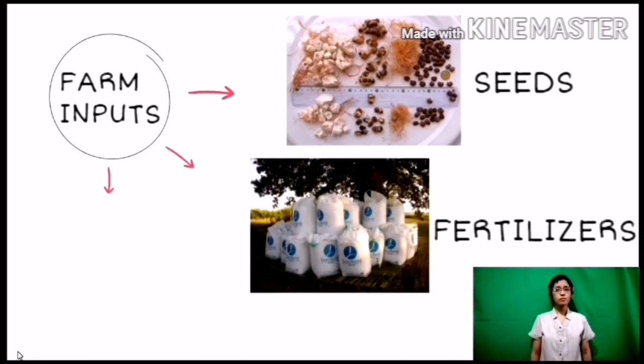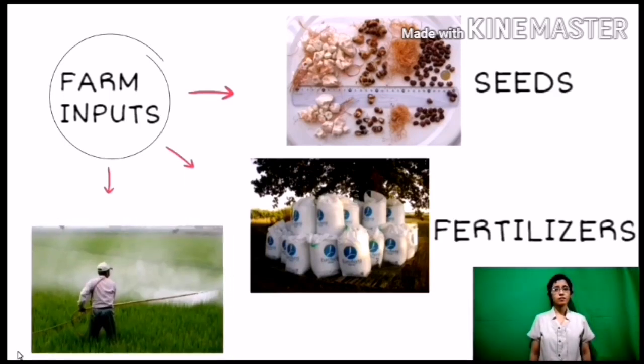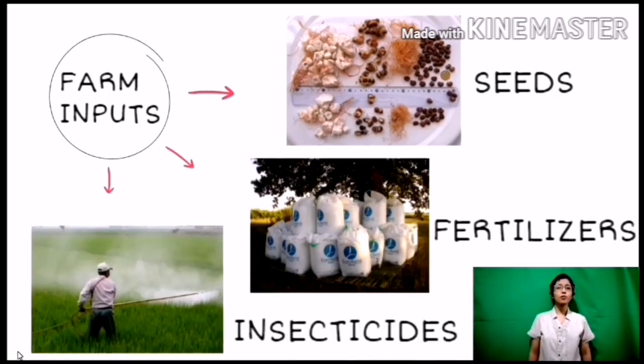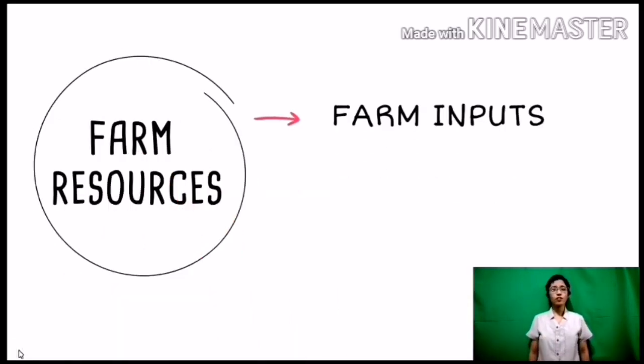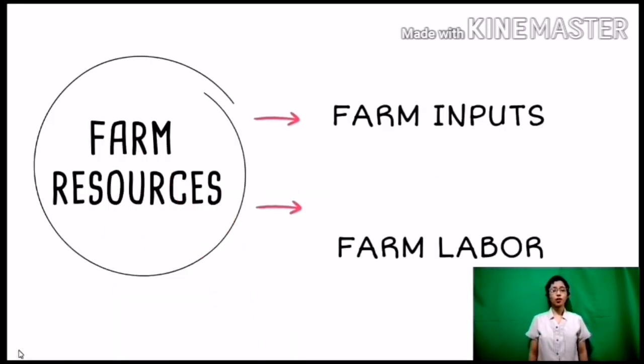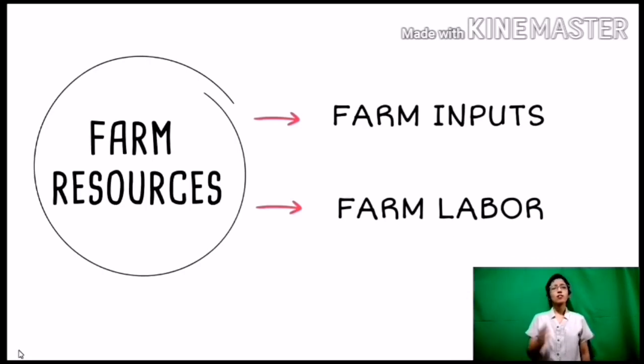Lastly, insecticides. Insecticides are a type of chemical used to kill insects like those that have infested a house or a farmer's crops. Another farm resource is the farm labor. Farm labor is the manpower behind the farm. Farm labor is categorized into three parts.